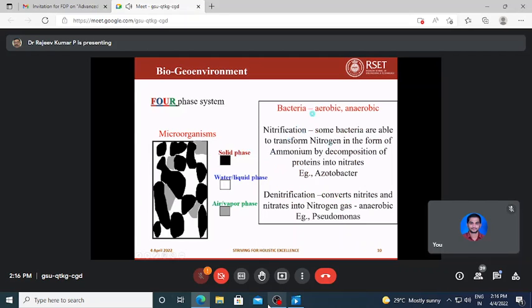There are some examples. Some microorganisms like acetobacter and pseudomonas contribute to the degradation of the contaminant. Some may nitrify the environment, some may denitrify the environment. This is altogether biodegradation or bioremediation technology.